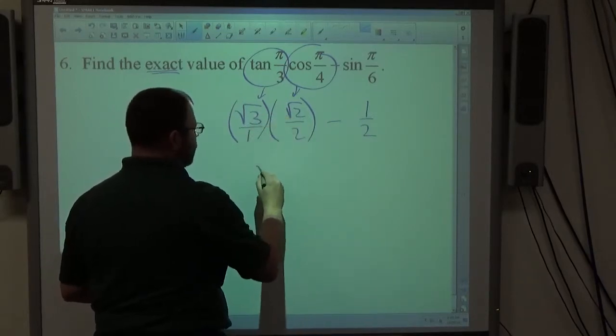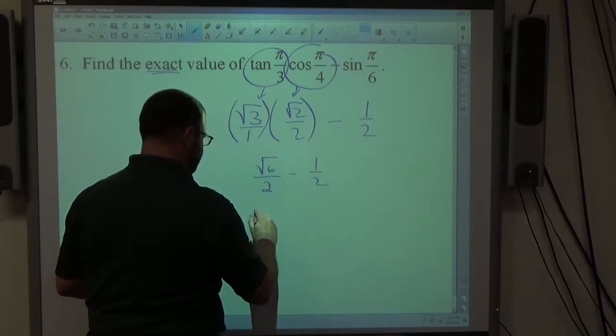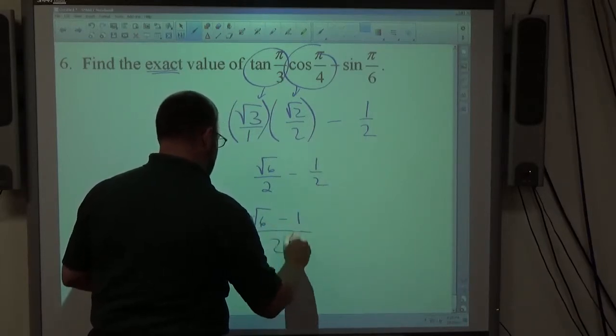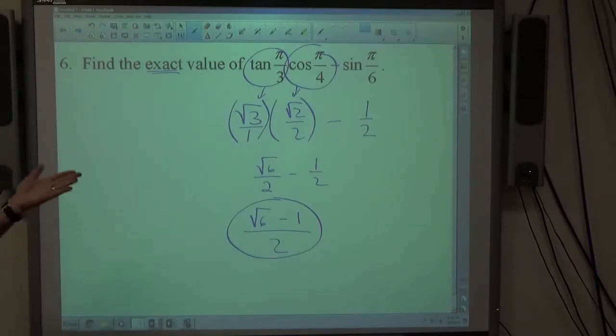Square root of 3 times the square root of 2 on top is the square root of 6 over 2 on the bottom, minus 1/2. And if you just put it all into one simple fraction, they have a common denominator already. If they didn't, you'd want to get a common denominator there to add them or subtract them. Can't really subtract square root of 6 minus 1, so that's the best answer possible for that problem.